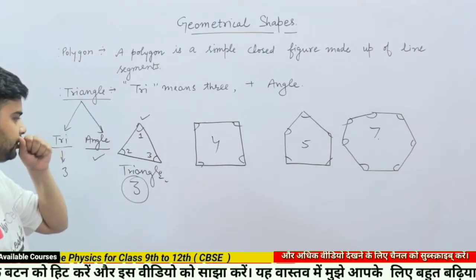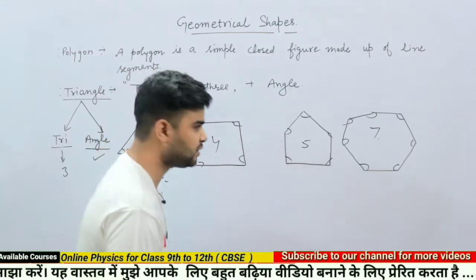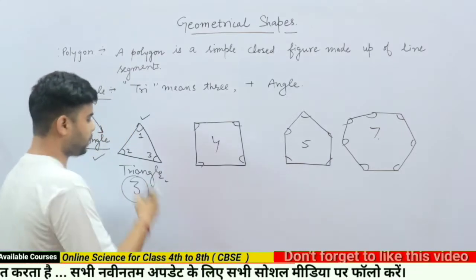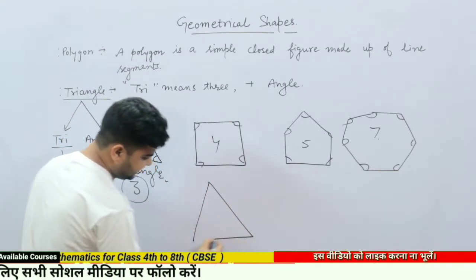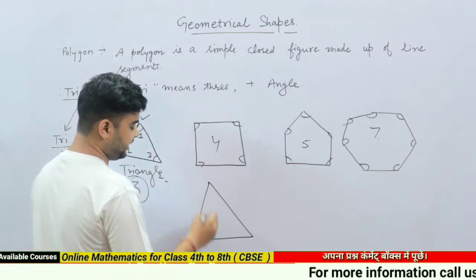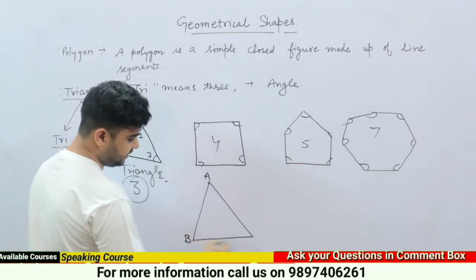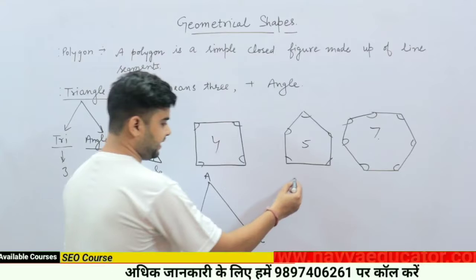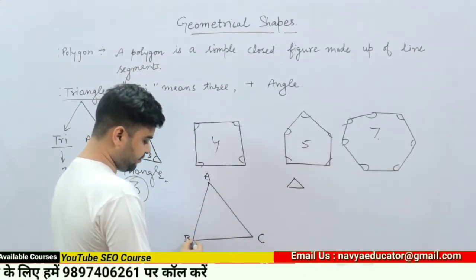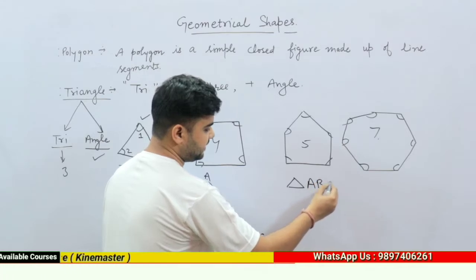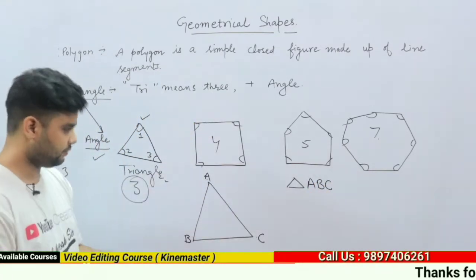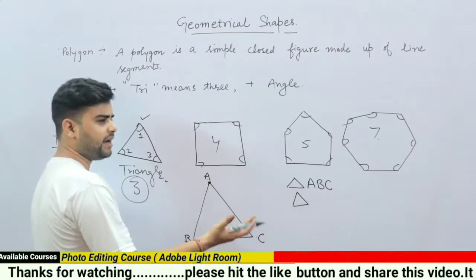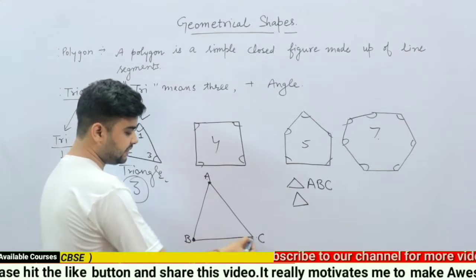And now I am going to tell you how to write the names of triangles. There are two ways to write the name of a triangle. If this is a triangle and its vertices are A, B, C, we can write the name of the triangle in this way. It is called triangle ABC. A second way is to start from here: triangle BCA.